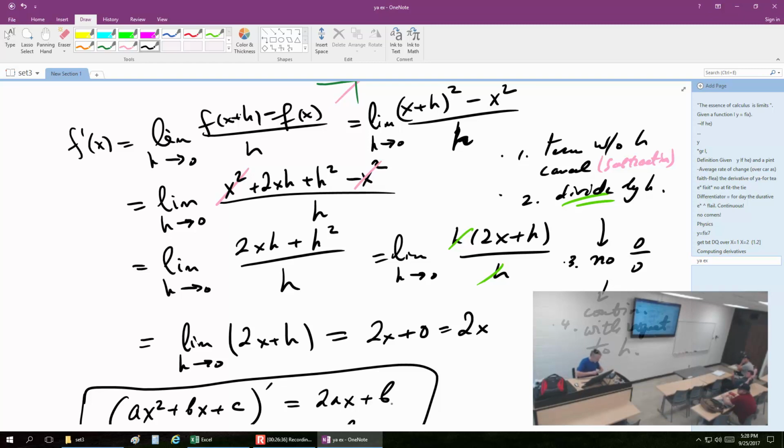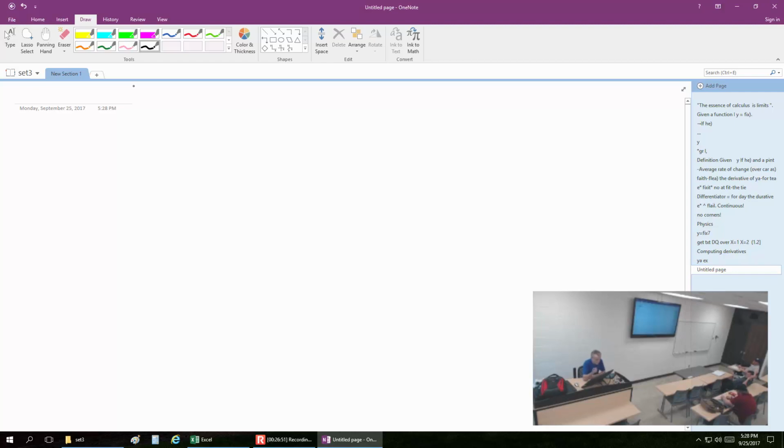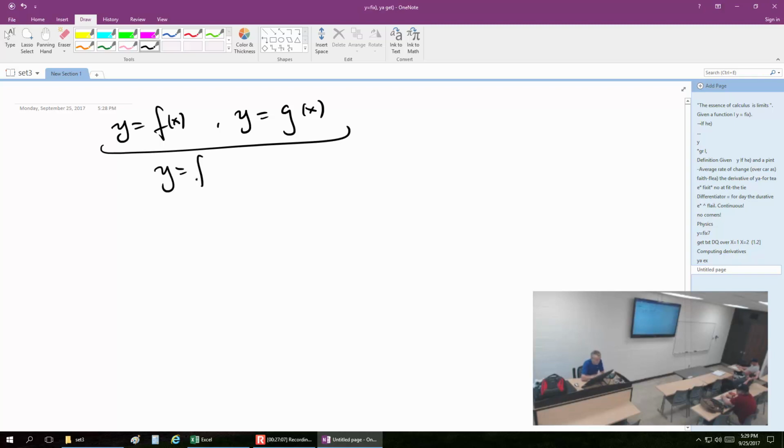But let's see. So we need more rules of differentiation, and they correspond to rules of limits. So let's just say we have a function, so y equal f of x, and then y equal g of x. We have two functions, and we put them together, we have y equal f of x plus g of x.